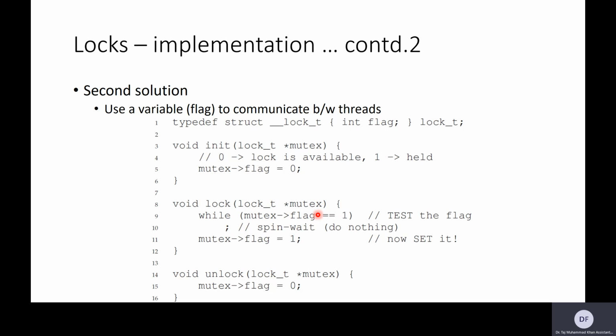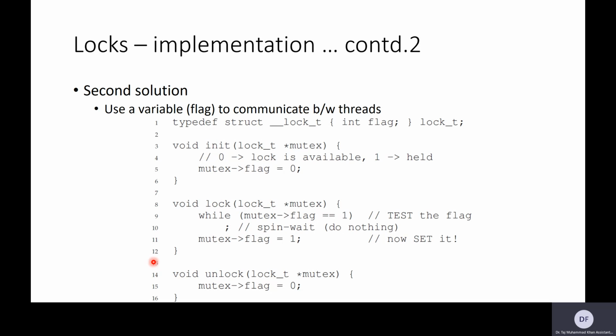So when the lock is free, the value of flag is equal to 0, so this condition becomes false, and this loop is terminated immediately. And we make the value of flag equal to 1, and this lock function will return. So whichever thread called this lock function initially, since the flag was 0, now that thread has acquired the lock. Because now the value of flag is 1, and the lock function for that thread has returned, it can now enter the critical section.